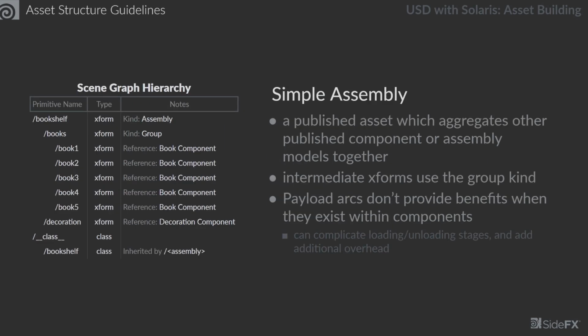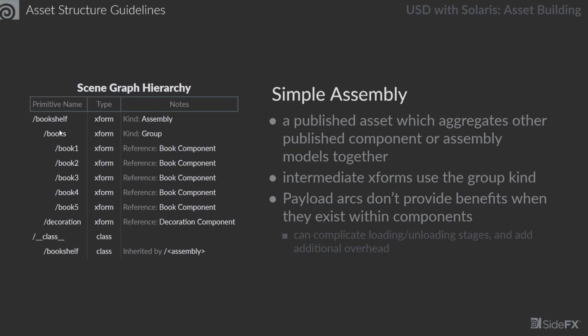All right, so those are the basic components, but what about assemblies? How do those look? Again, just as a reminder, an assembly is an asset that brings together other components or assemblies from disk. So in this case, maybe we'd be making something like a bookshelf. We can see here in our scene graph hierarchy, we have our bookshelf. The kind is set to assembly.